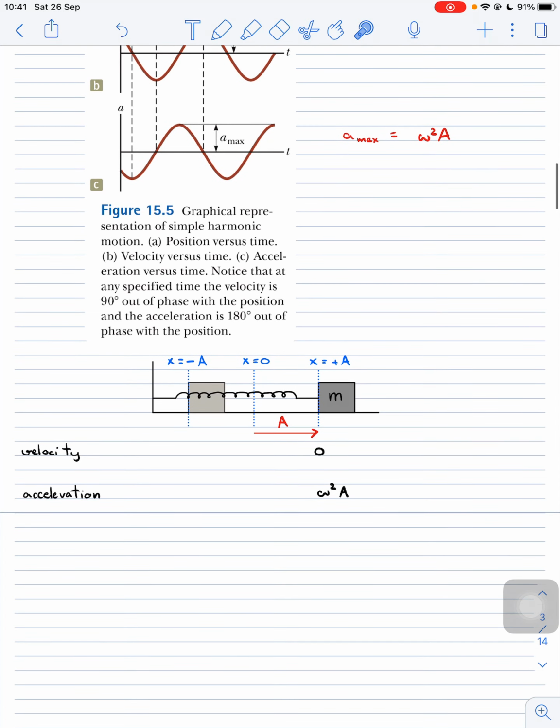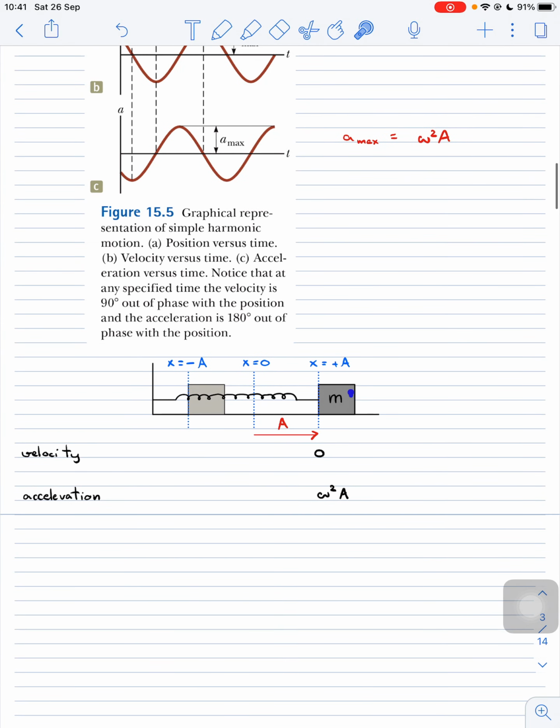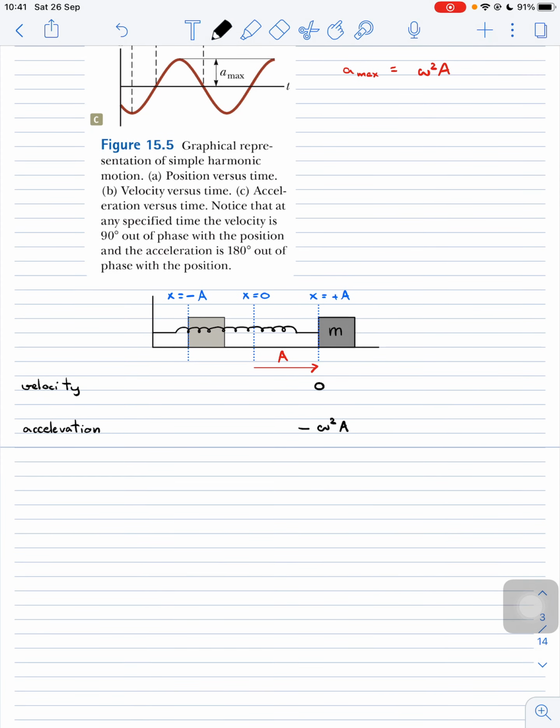But one thing that you need to be careful about is that the spring tries to pull the object back to the left-hand side, because the spring tries to pull the object back to the equilibrium position. So the direction of the spring force goes to the left-hand side, and it means that the direction of the acceleration must go to the left-hand side as well.